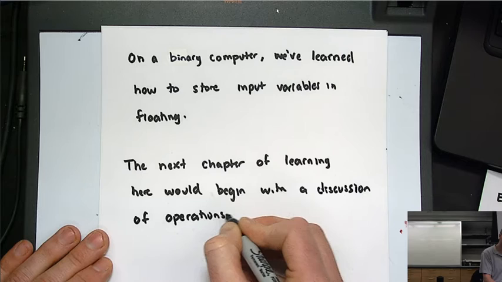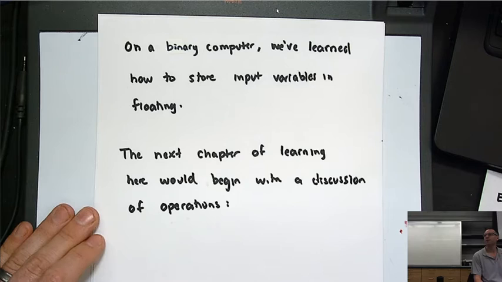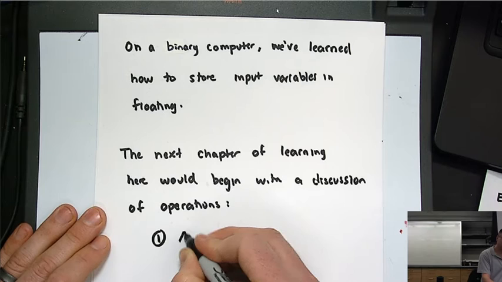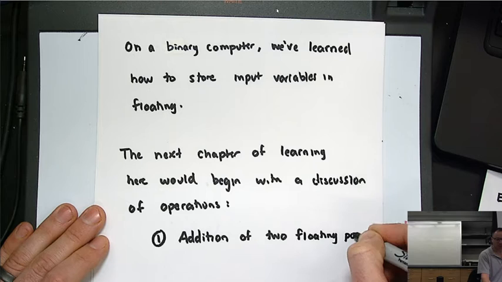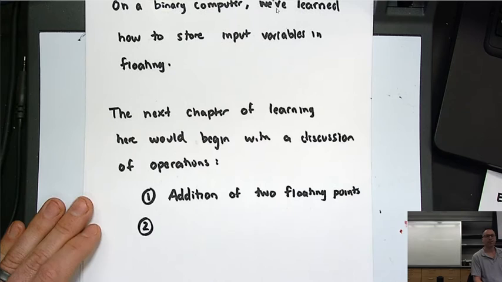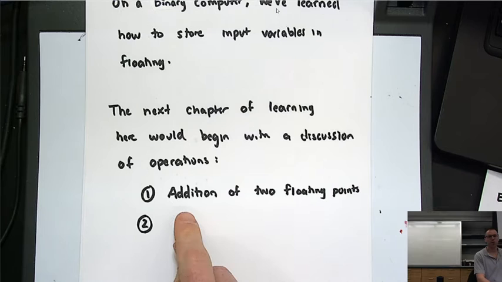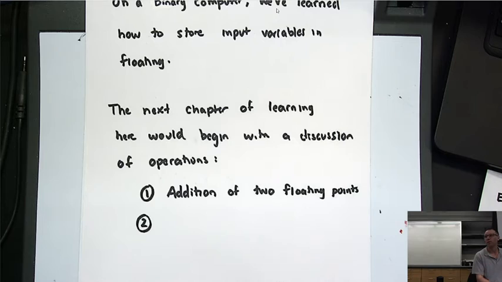Could you guess some of the operations that we would want to start with? Yeah. It's funny. Yeah. Addition of two floating points. What else? Subtraction. Yeah, I'm going to go ahead and for now I'm going to focus on two. I'm going to focus on what we call addition. Subtraction we're going to think about as the counterpart. It is a different algorithm, but it's very much related to that.